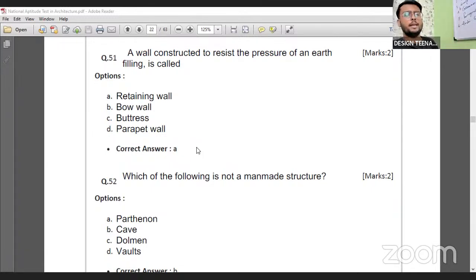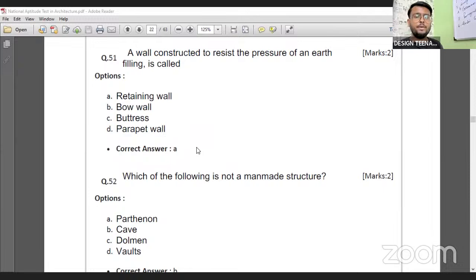What do you think the answer can be? Bow wall, buttress, parapet wall, or retaining wall? Resist the pressure of an earth filling. If it's resisting, then it is retaining that particular item which is present on that surface. Whether you know the topic or not, with simple thinking, you can answer this question. Which of the following is not a man-made structure? Parthenon, cave, dolmen, vaults.